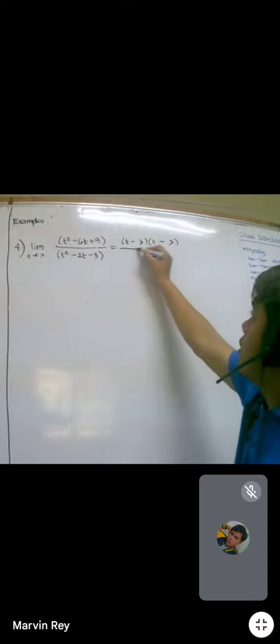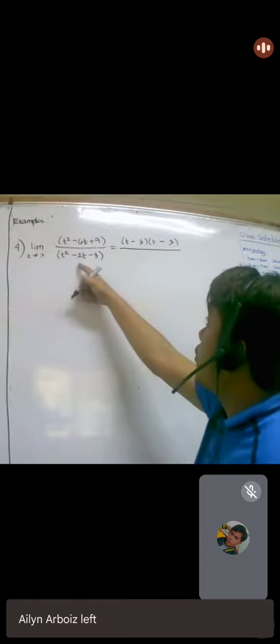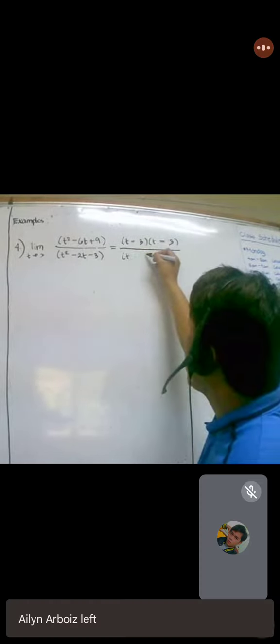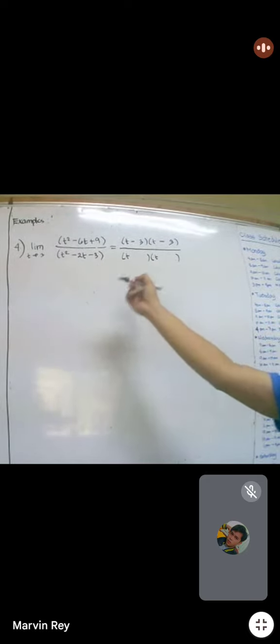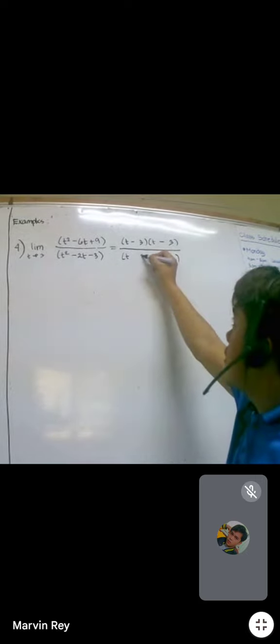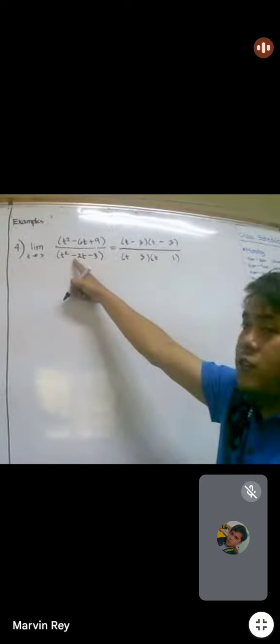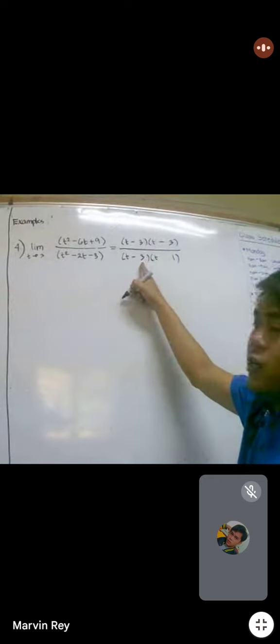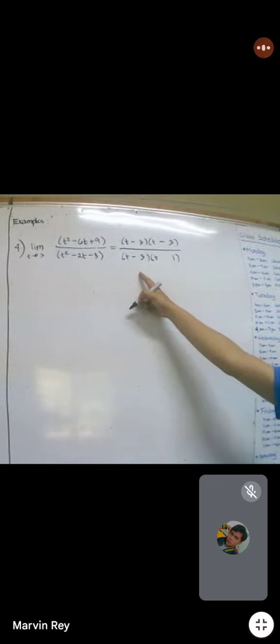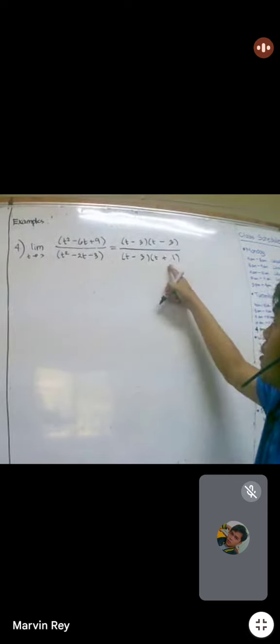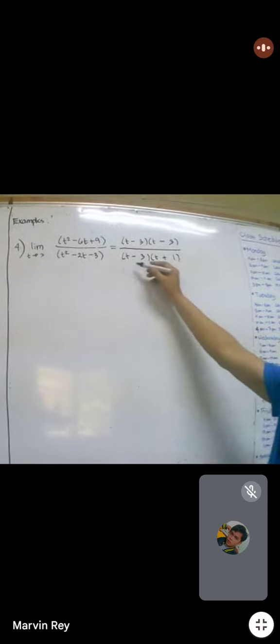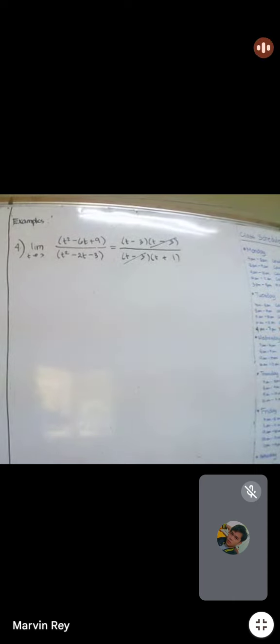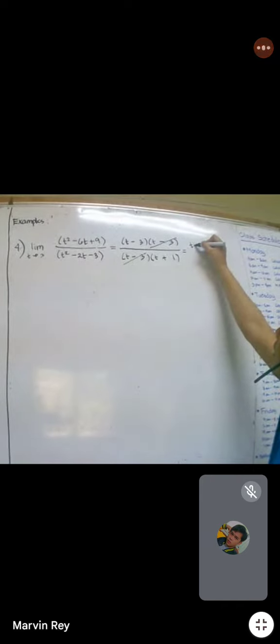Then all over t squared minus 2t minus 3. So the possible factors are t times t. What's the possible factor of 3? It's 3 times 1, nothing else. So 3 and 1. You have a negative sign, so the larger number should contain the negative value. Then positive 1. Okay? After that, you can now cancel out the values of the numerator and the denominator. So the remaining function will be t minus 3 all over t plus 1.